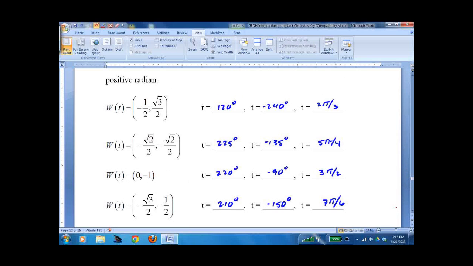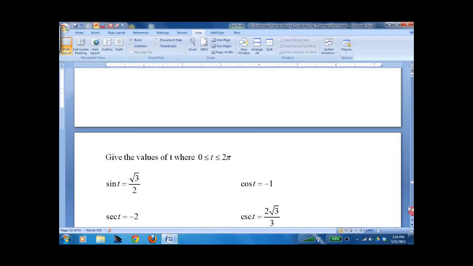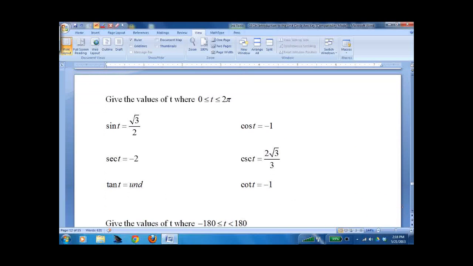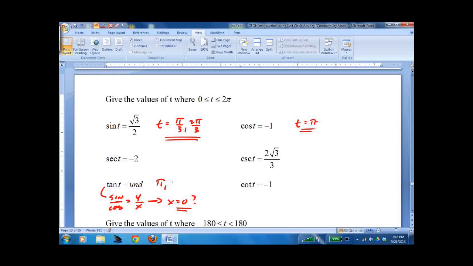Sorry, I'll leave that up for a second. Now, same thing, I'm just going to fill out answers. Not going to go through them. So pause it, try them, and then check your work. You know, undefined is always tricky. Tangent is sine over cosine, which is y over x. So the question is, where does x equal 0? And the answer is at pi over 2 and 3 pi over 2.